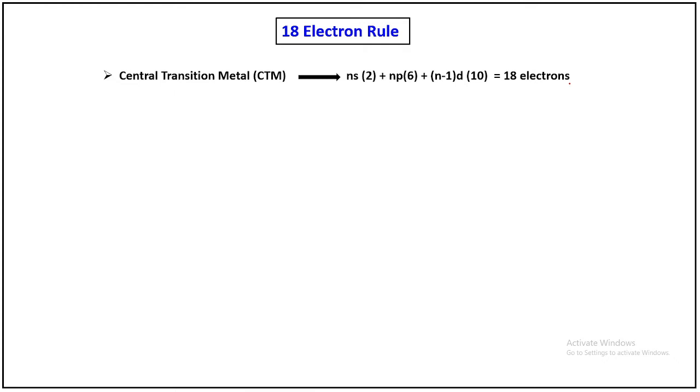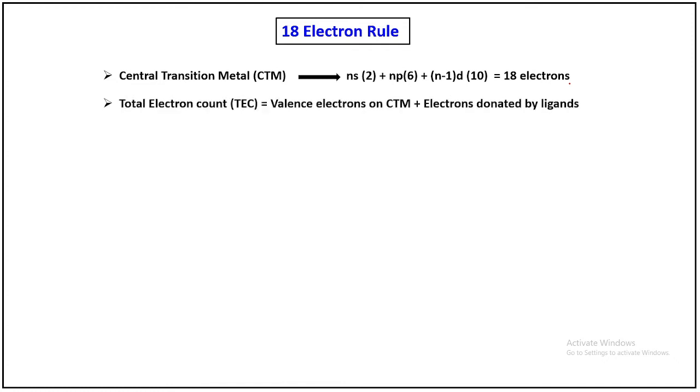So, in order to find whether a compound obeys 18 electron rule or not, we have to find the total electron count, which can be obtained by adding the total valence electrons on central transition metal and the electrons donated by ligands surrounding it. The valence electron on any central transition metal atom can be obtained from its electronic configuration. But how to know the number of electrons donated by each ligand? Let us see some examples to understand that.